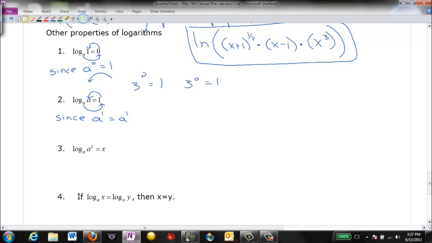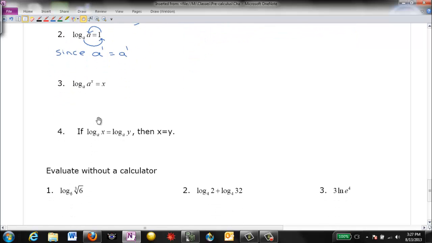Okay, number 3, we're looking at log base a of a to the x. This is since, if we think about this in exponential form, I'm going to take this a, there's the base, I'm raising it to the x, and obviously a to the x is equal to a to the x. Okay, so it's like these two a's kind of cancel each other out, and you're left with just the x.